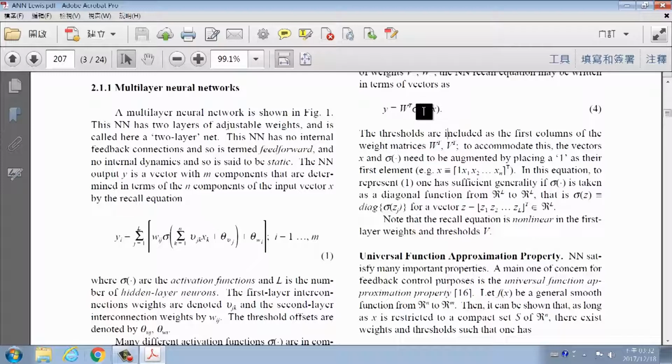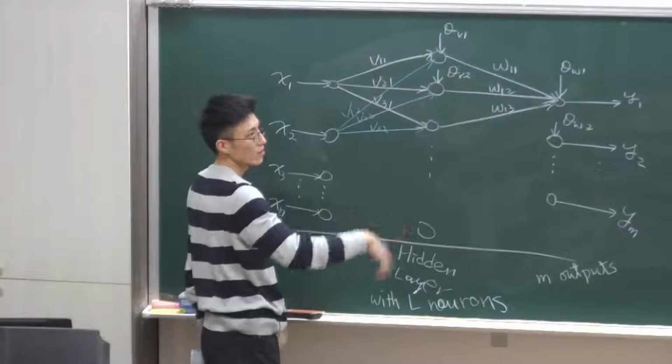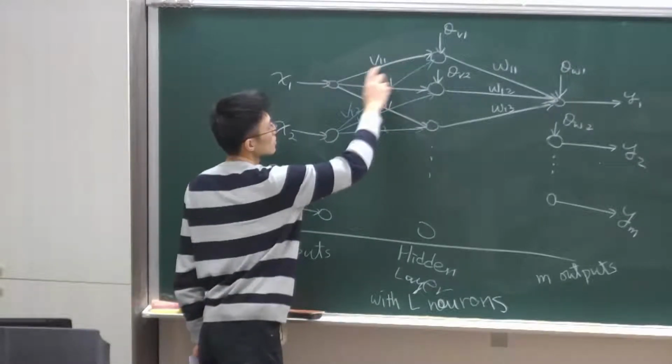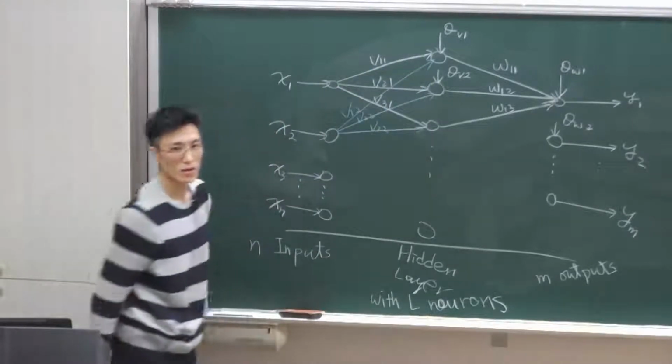W and V are the weights of each link. W and V are matrices, and each element of the matrix represents the weight of one link.